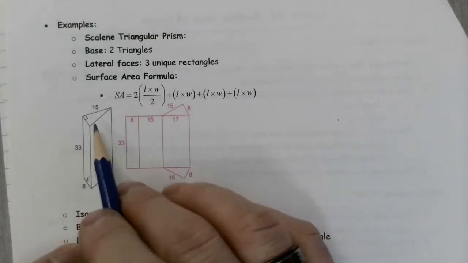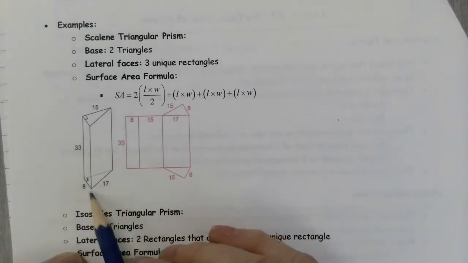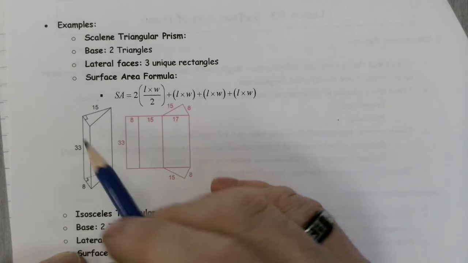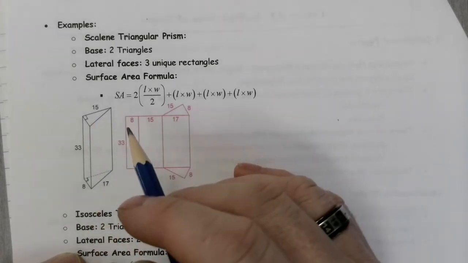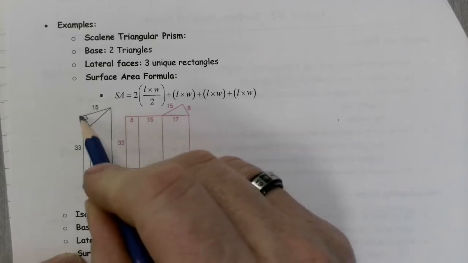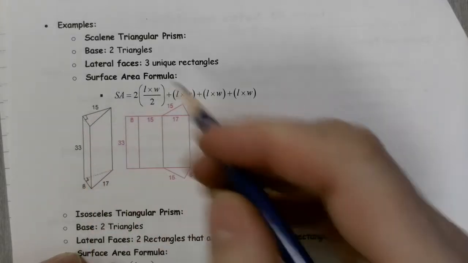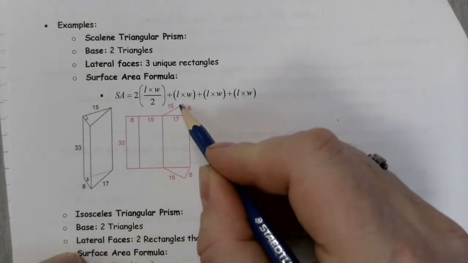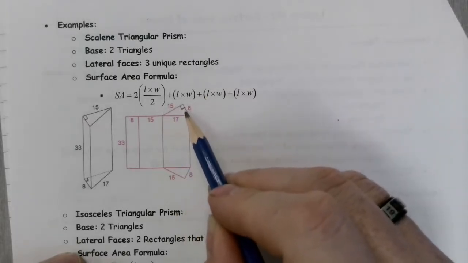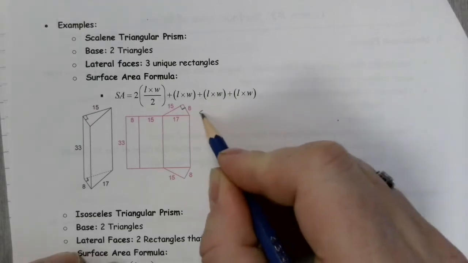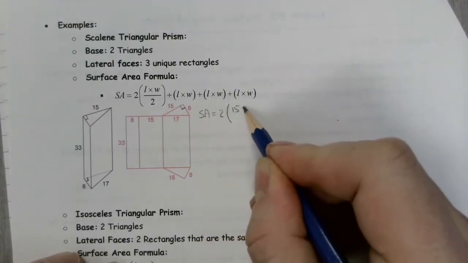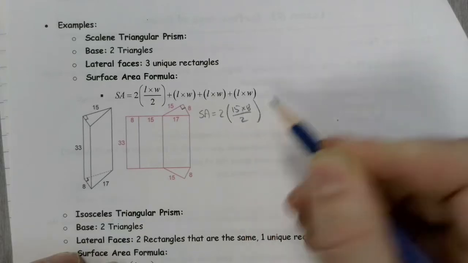Now, when you take a look at our triangular base here, it's 8 by 15 and then 17 is the other side. It turns out that's not just a scalene triangle, it's a right triangle. So this is going to be our height, and this will be the base, the 8, when we pull that up here, so it's easier to see. You can put the little right angle right there. The base is going to be 8 and the height is going to be 15. So our surface area will be 2 times 15 times 8 divided by 2.